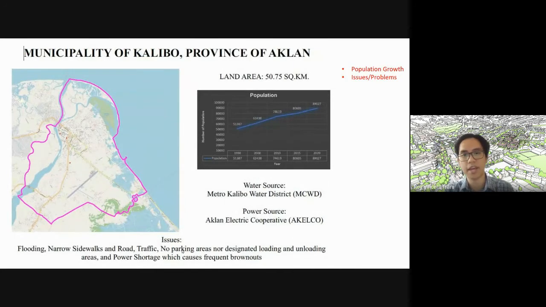So, issues identified. The first thing, as we talked about, is identifying the issues, the problems of your site, and then identifying who will be affected by those issues. So for Calibo specifically, some issues include flooding, narrow sidewalks, road traffic, no parking areas or no designated loading and unloading areas, power shortages, and frequent brownouts. So that's a lot of different topics.